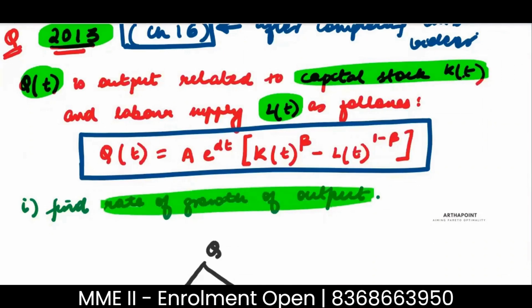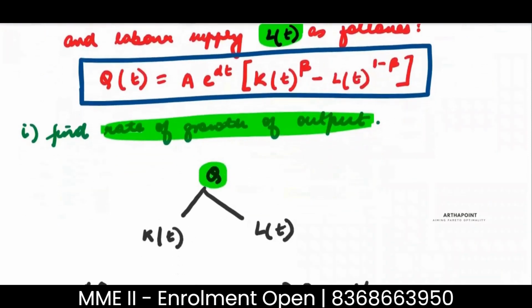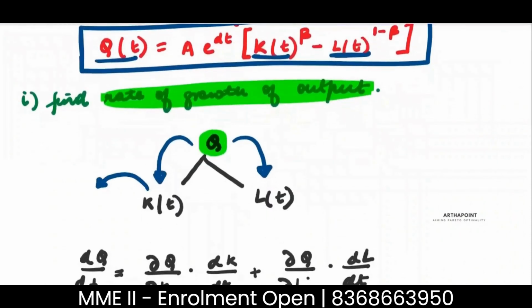Now what am I saying? I am saying that there is output defined by Q, and output can change because of two reasons. Either it can change when capital changes or when labor changes. Can you see this? Output can change when capital changes or labor changes. But capital can change when there is a change in time. Capital is a function of T. And labor can change when there is a change in time. Labor is also a function of T.